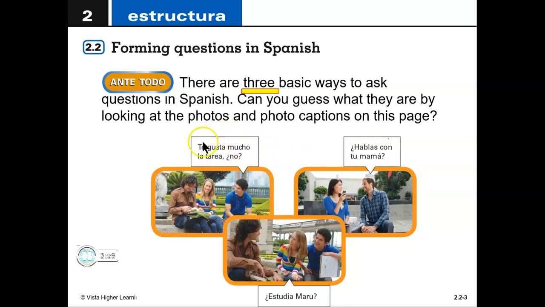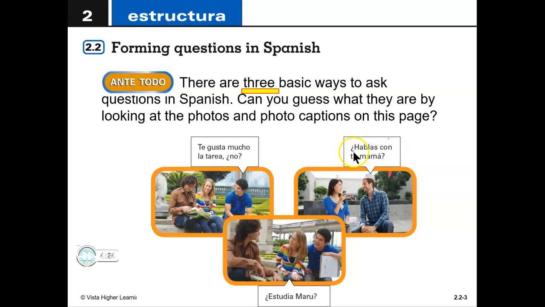Take a look at this first one. ¿Te gusta mucho la tarea? That could be a declarative sentence. You like homework a lot. So what made this into a question? Right, this no question at the end. That clarifier. Isn't that so? Isn't that right? By adding that to the end of a regular sentence, we have just made a question. Now look at this one. ¿Hablas con tu mamá? You speak with your mother.